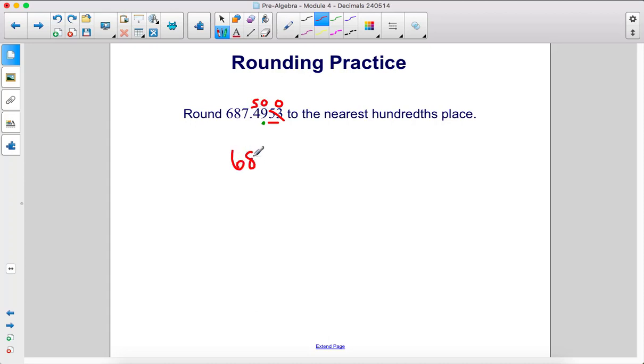The answer is 687.5, but are we done? No, we need this 0 here because we have to have the hundredths place in the number. And there you have it, 687.50.